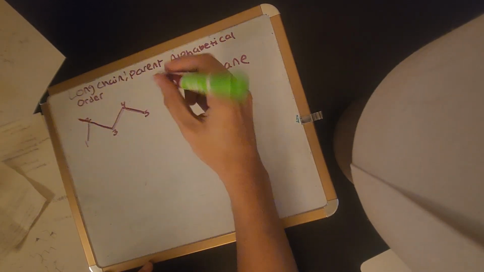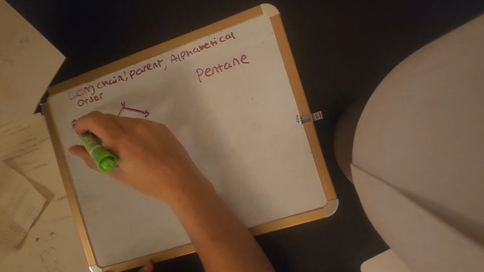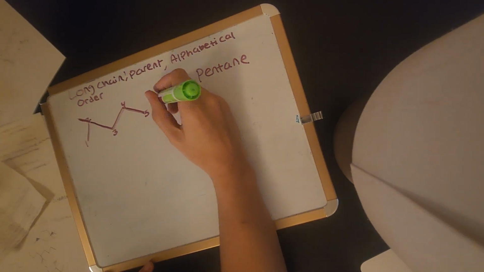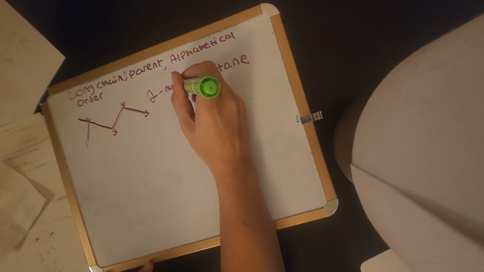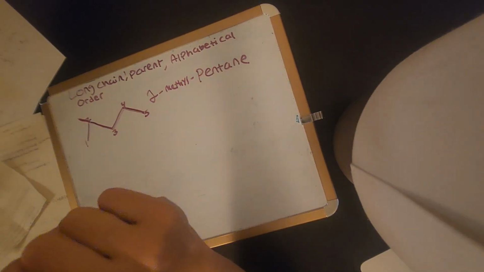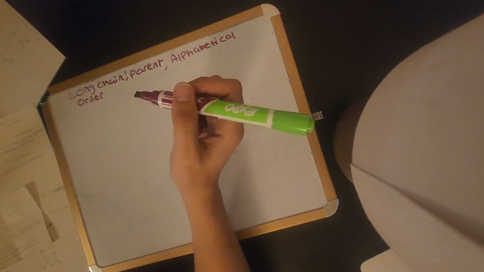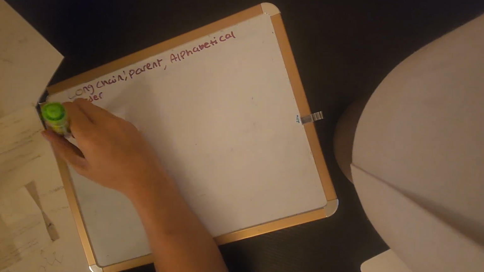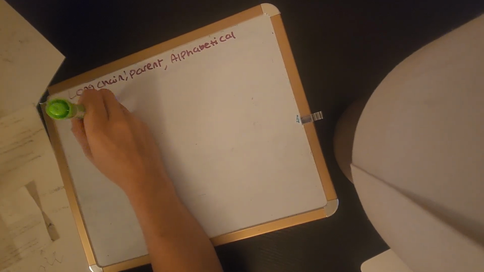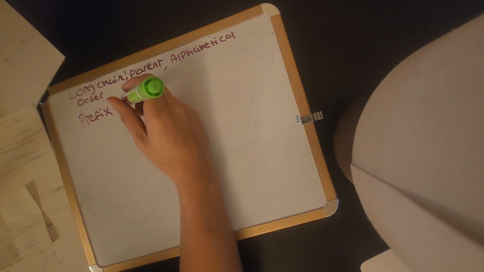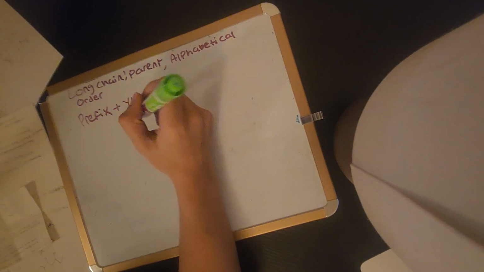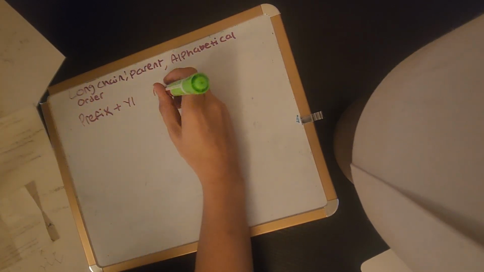And since at 2 it has something, it has a line at 2, so this is 2-methylpentane. Anytime we have a line coming out of the parent, we're going to use a prefix and we're going to add -yl. So, like methyl.